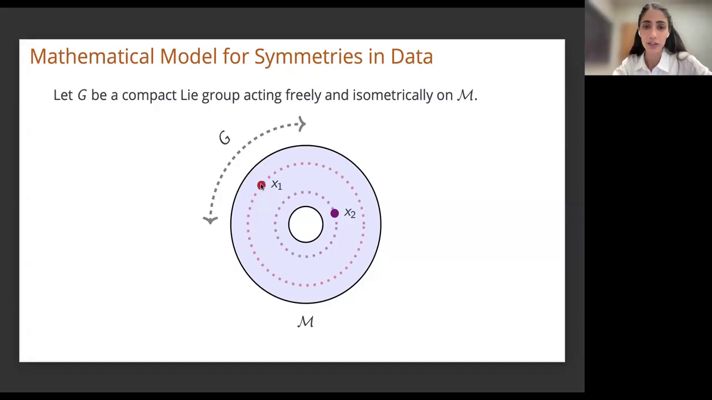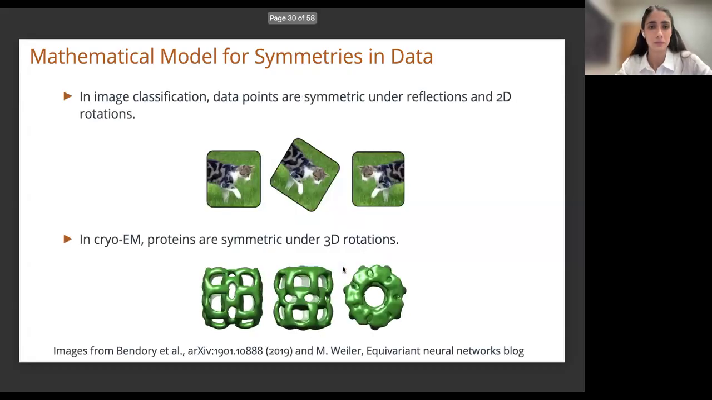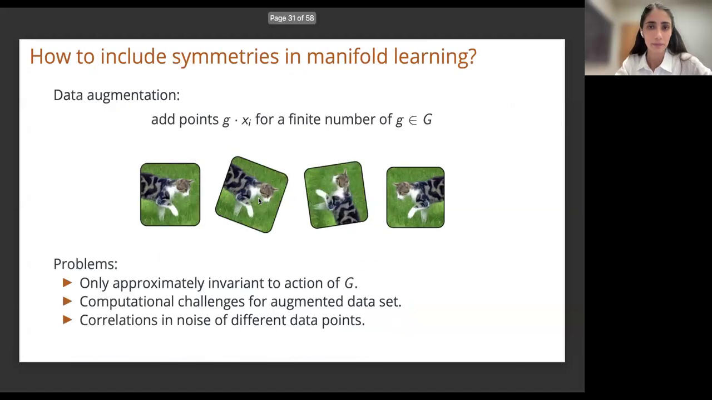So if we have a data point here and we rotate it, then we obtain another valid data point. So, for example, in image classification, our group would be SO2. And in cryo-EM, for example, our symmetry group could be SO3. But there are many different examples of how these mathematical models arise in real data.